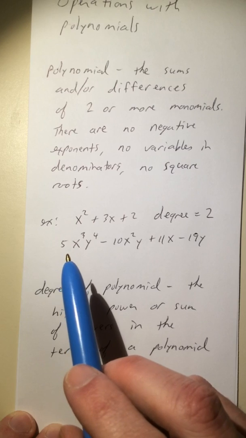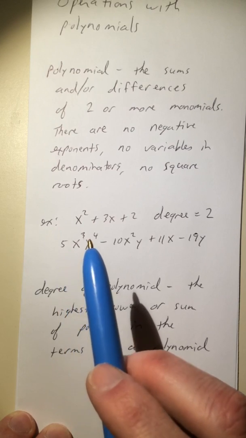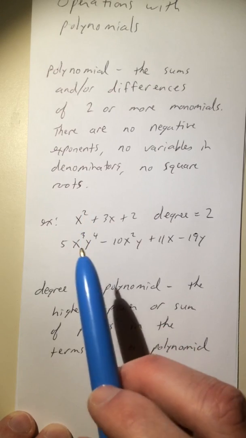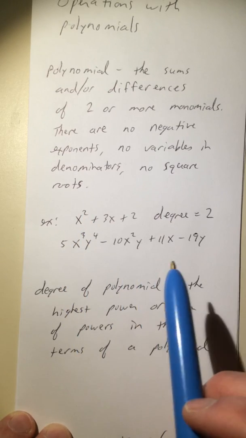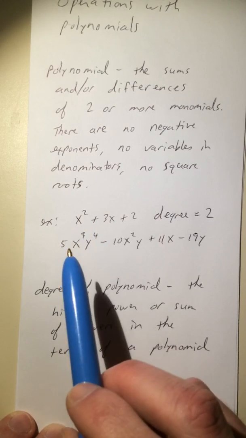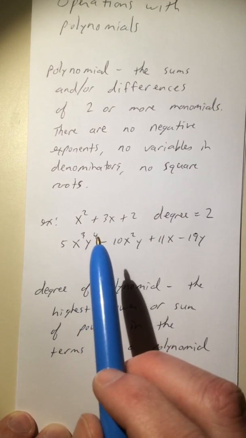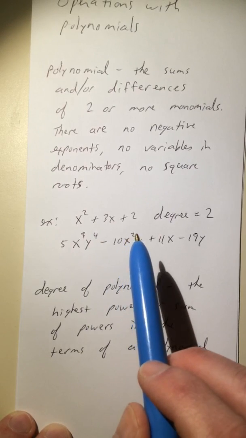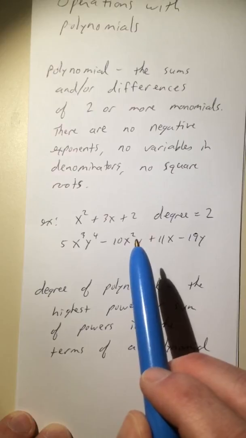And then we look at this guy right here, and we talk about either the individual variable powers, or if there are multiple variables, the sum of the powers. So let's take a look right here. The degree of this term right here is going to be the sum of the two powers. So 3 plus 4 is 7. The degree of this monomial right here is 2 for the x and 1 for the y. That's going to be 3.